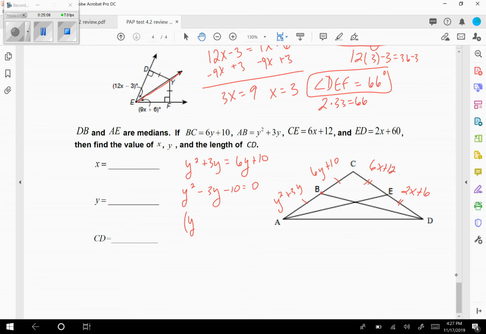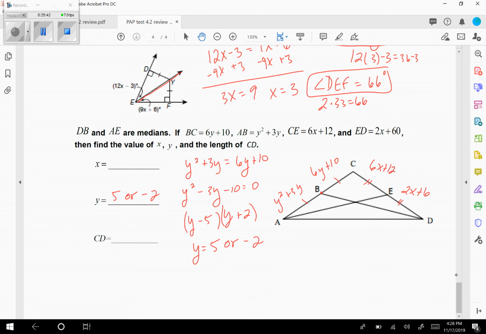So you have y here and y there. Okay. So let's think about it. If I did negative 5 times a positive 2, well, negative 5 times positive 2 is negative 10. And if I do negative 5 plus 2, I'm going to get negative 3. So that's going to work. So y would be either 5 or negative 2. Okay. And then now we're going to do x here.